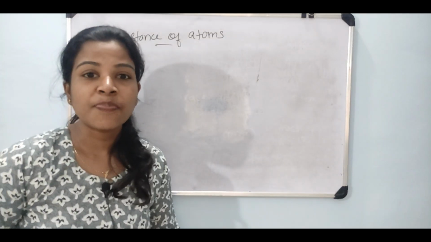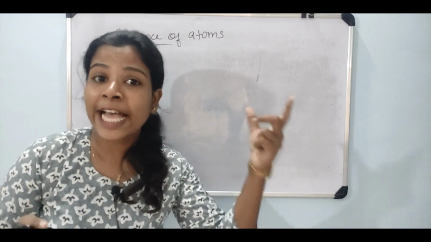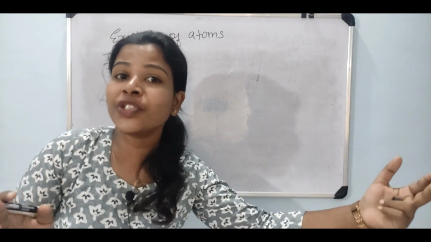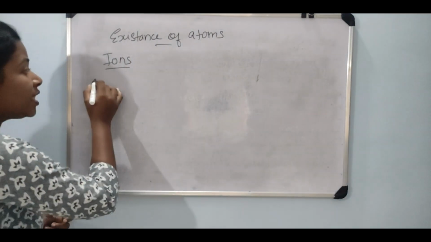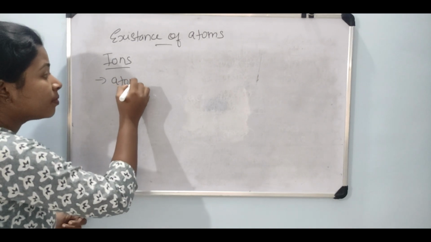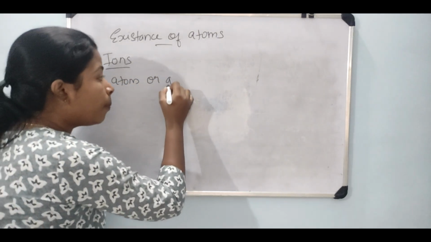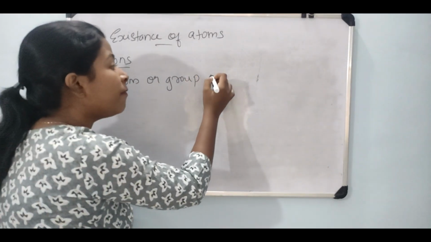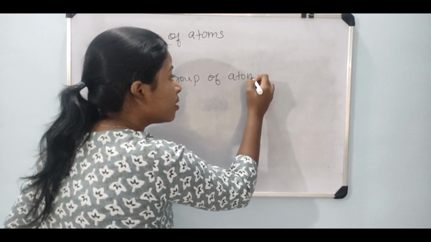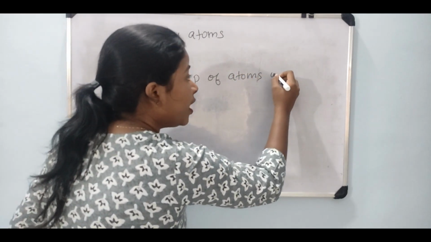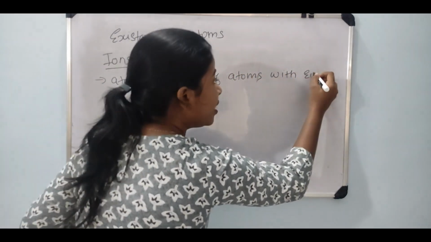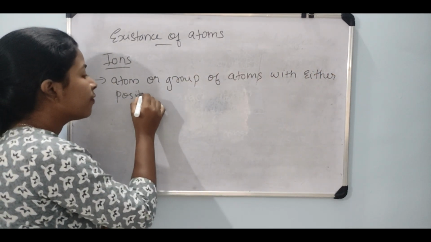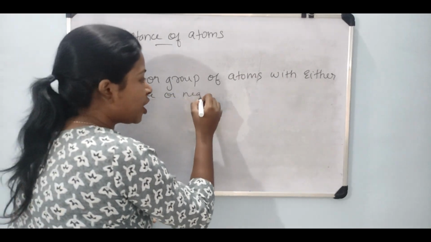What are ions? Ions are an atom or a group of atoms which have either a positive charge or a negative charge. It can be a single atom or it can be a group of atoms. But what is there in common? Either a positive or a negative charge.